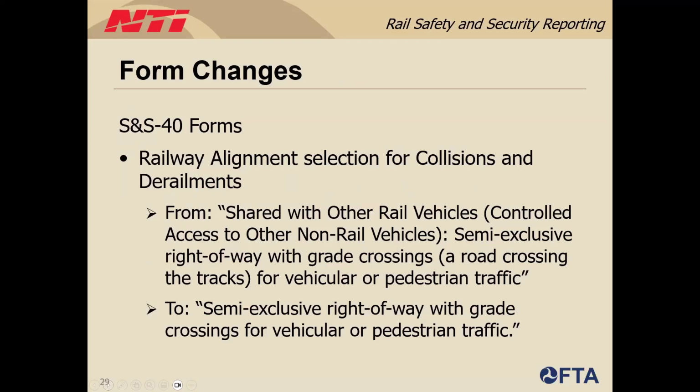On the SNS 40 forms, you may have already noticed this change. It actually took place a few months ago in 2024. One of the rail alignments was changed the way it read. So it used to read, shared with other rail vehicles, controlled access to other non-rail vehicles, which we found some people felt was confusing or unclear. So we actually changed it to read what the definition of that term was, which is a semi-exclusive right-of-way with controlled grade crossings for vehicular or pedestrian traffic.